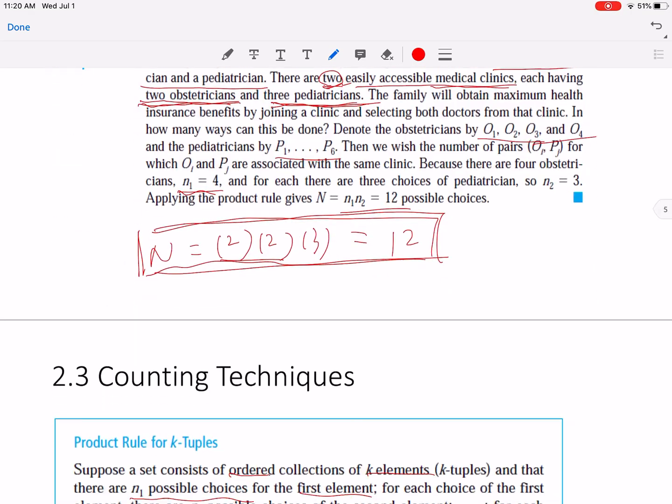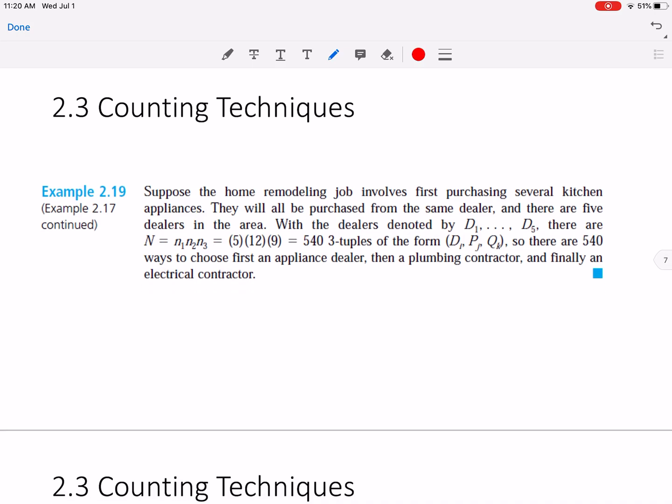So once this is clear, let's take a look at example 2.19. This is a continuation, coming from example 2.17. Suppose the home remodeling job involves first purchasing several kitchen appliances. They will all be purchased from the same dealer, and there are 5 dealers in the area. We want to find how many different ways the dealers and the contractors could be chosen.